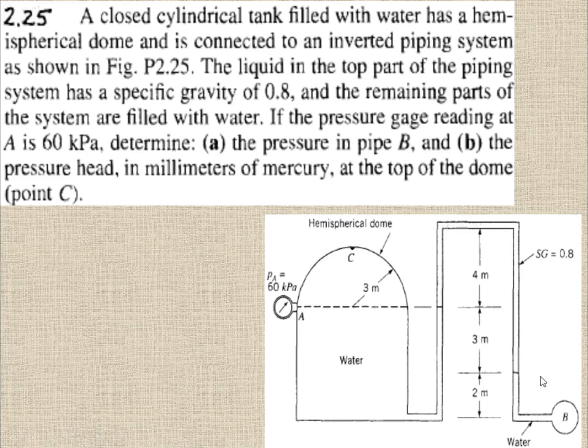So PB minus gamma of water into 2 meter. Then we are further going up. What is the specific weight of the fluid? It is 0.8 into the specific weight of the water into g into h. So this is 0.8 into 9.8 into 1000 multiplied by 3 meter. So that is, the specific gravity, gamma of water, into this height, okay.